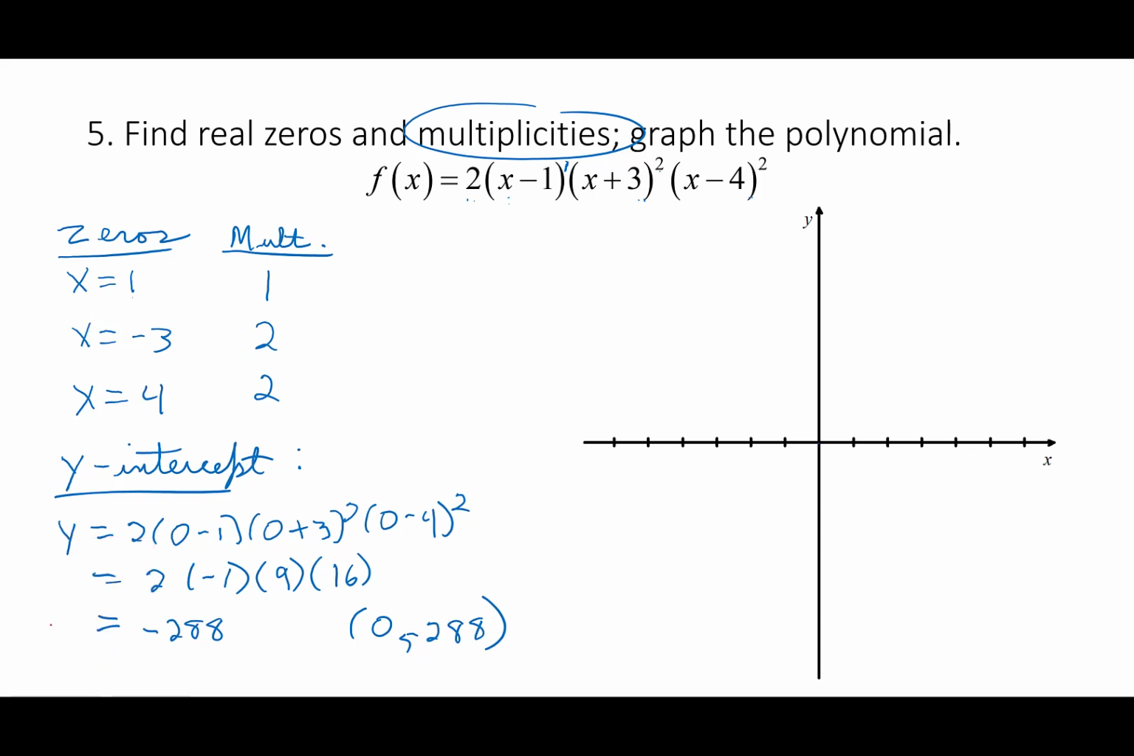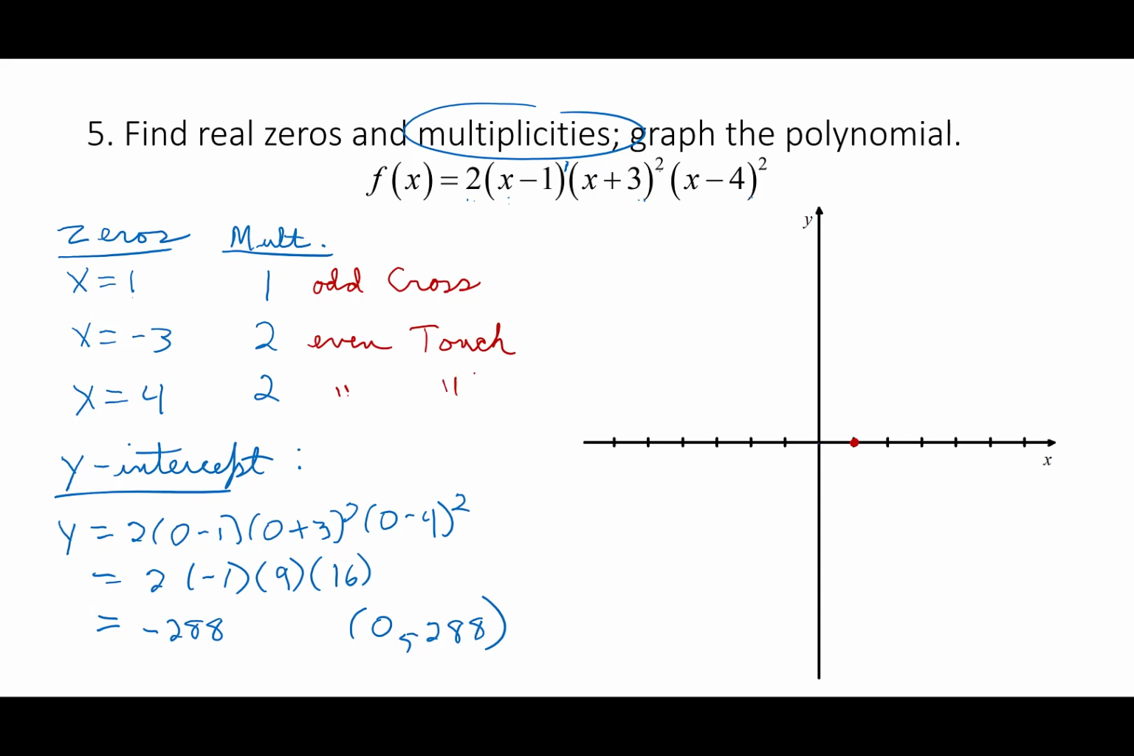So let's start with our 0 at x equals 1. Okay, I'll put that little dot on the graph. Having a multiplicity of 1, 1 is an odd number, which tells me my graph is going to cross at the point x equals 1. Looking on down, a multiplicity of 2, 2 is even. And so my graph will simply touch and bounce at both x equals negative 3 and x equals 4.